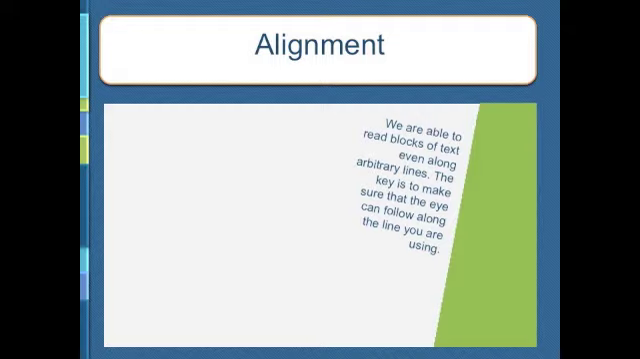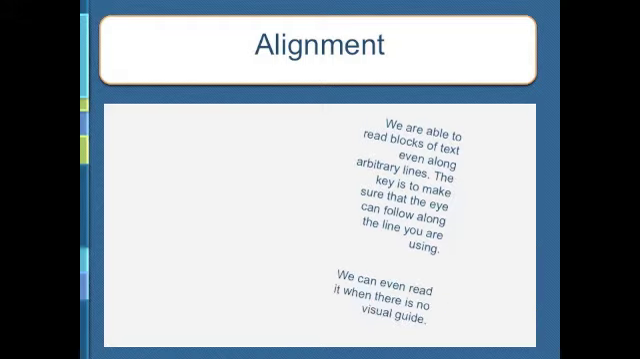So let's take a look at an example of this. This doesn't have to do with importance or relationship, but it helps us to at least group lines of text together. So we're able to read blocks of text even along arbitrary lines. The key is to make sure that the eye can follow along the line you're using. So what we have here is this green form that's helping to guide us. But we don't even need that green form. We can even read it when there is no visual guide. Our eyes can naturally fill in the gap where that line is if we need it.